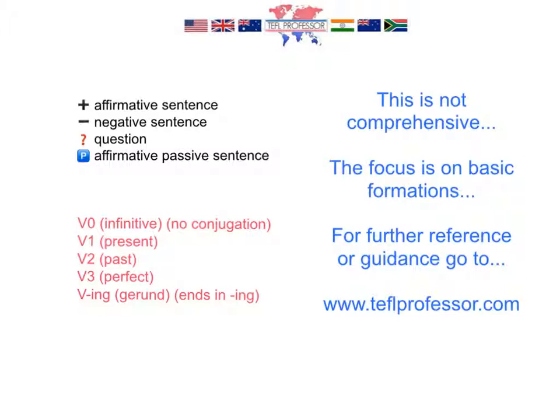these types of sentences. You'll also see on each of the pages, when we talk about a verb tense, the different verb forms, whether it's verb 0, which is an infinitive, meaning no conjugation, verb 1, verb 2, verb 3, and a few of the verb tenses in the continuous tense use the verb ing or the gerund.